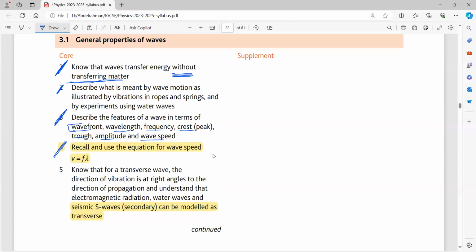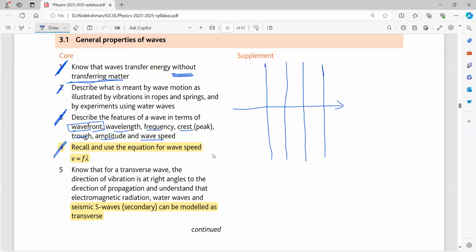What is a wavefront? If I had a wave moving this way, a wavefront is this perpendicular line. These perpendicular lines are called wave fronts. Each of them is a wave front. What does a wave front do? It represents, for example, the crest of a wave or the trough of a wave. Here it represents the crest of the wave, so this is called a wave front.